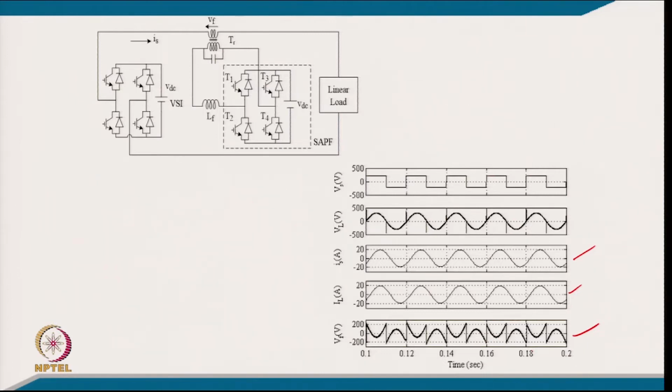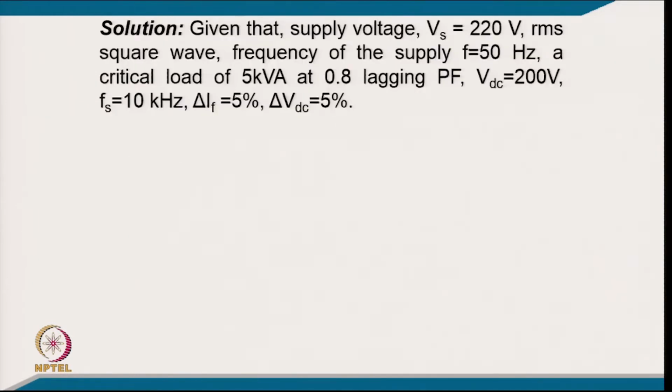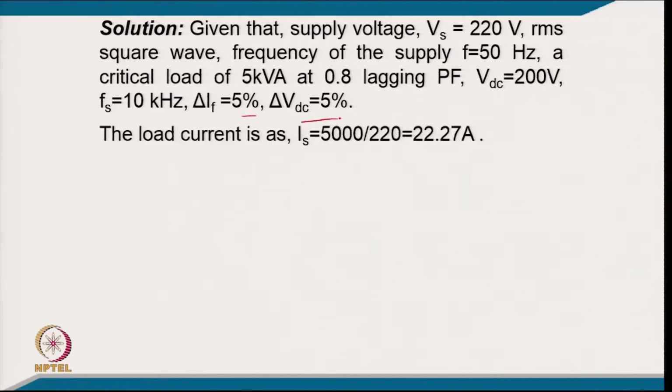Just coming to the numerical part of it, given a supply voltage Vs of 220 volt RMS square wave, supply frequency of 50 Hz, a critical load of 5 kVA at 0.8 lagging power factor, VDC of 200 volt, a switching frequency of 10 kilohertz, and a ripple current of 5% with a ripple voltage of 5%.